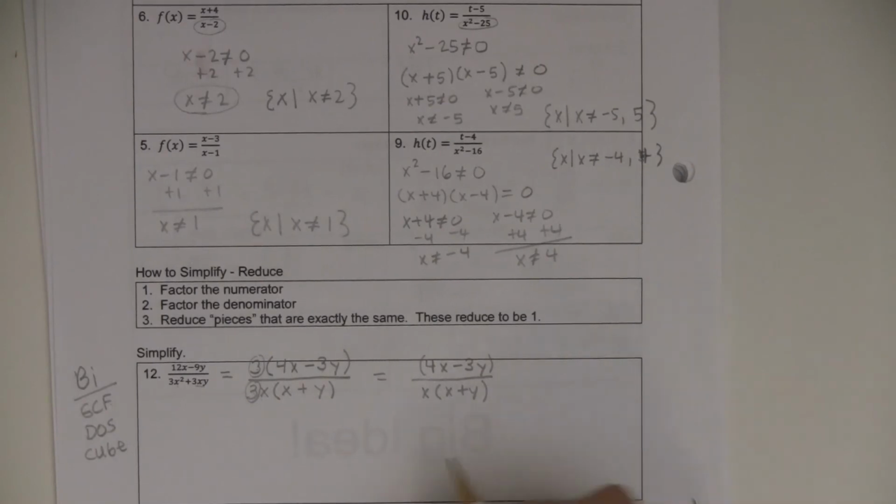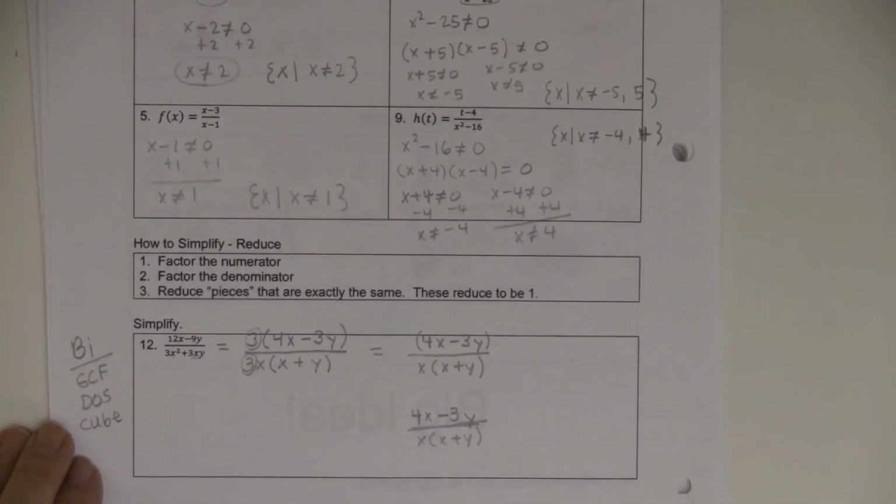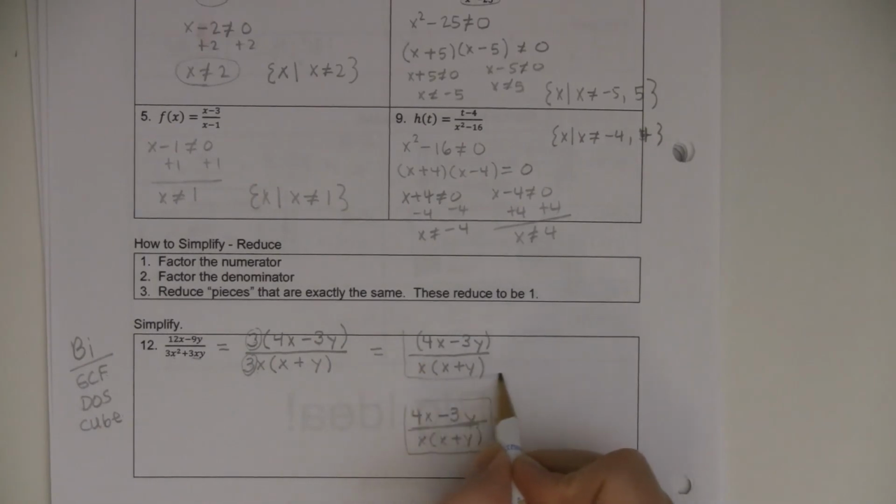And in the back of the book, they're not going to write those parentheses. They're just going to write 4x minus 3y over x times x plus y. Some books will even multiply this back together, and our book does not. And I'm just as happy not multiplying it back together. So this is a good answer, and this is also a good answer.